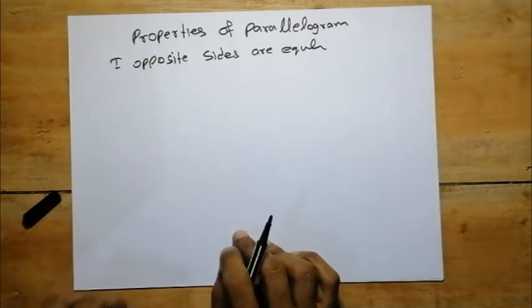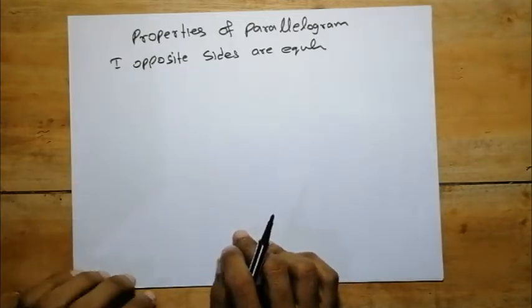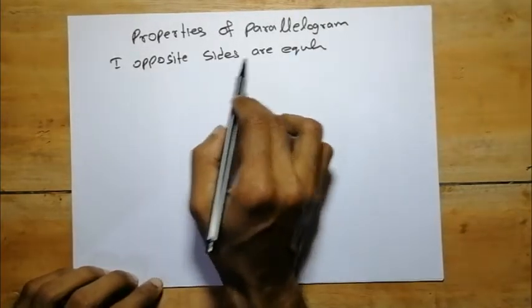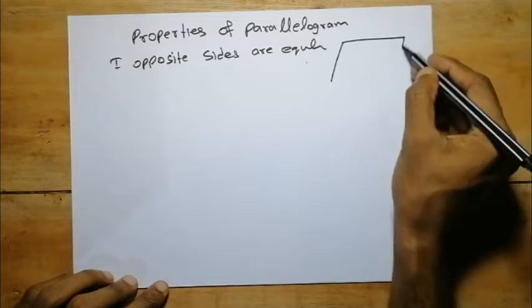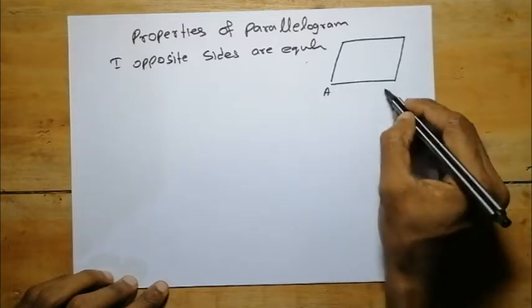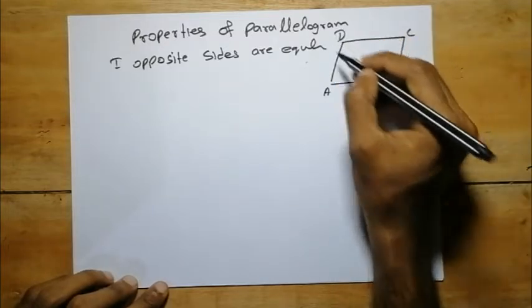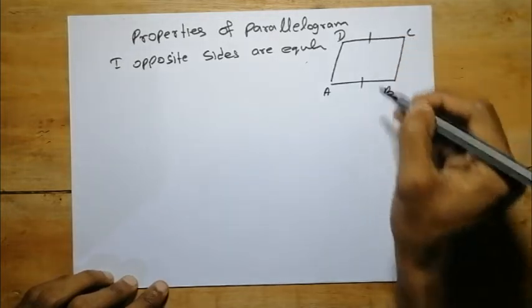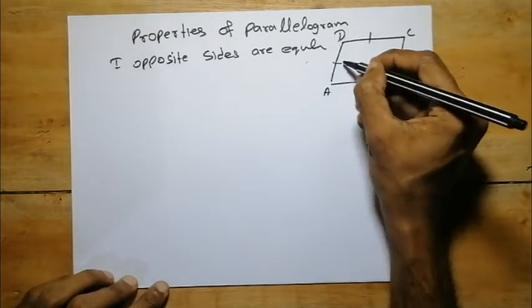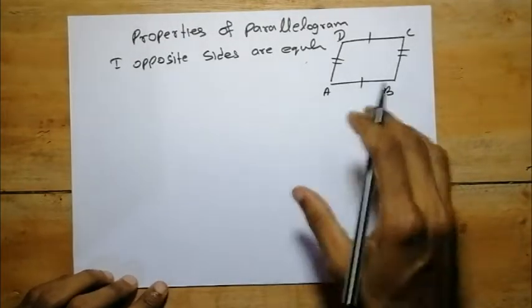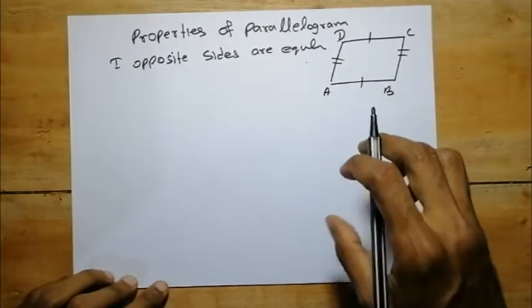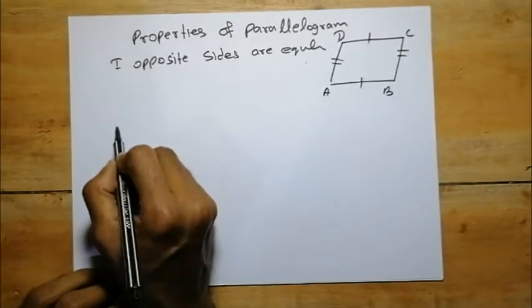Okay, the properties of a parallelogram. First one, opposite sides are equal. Okay, draw a figure, a parallelogram, name it ABCD. So opposite sides are equal: AB and CD are equal, and AD and BC are equal. Okay, I am drawing an individual parallelogram, then we can easily understand it.